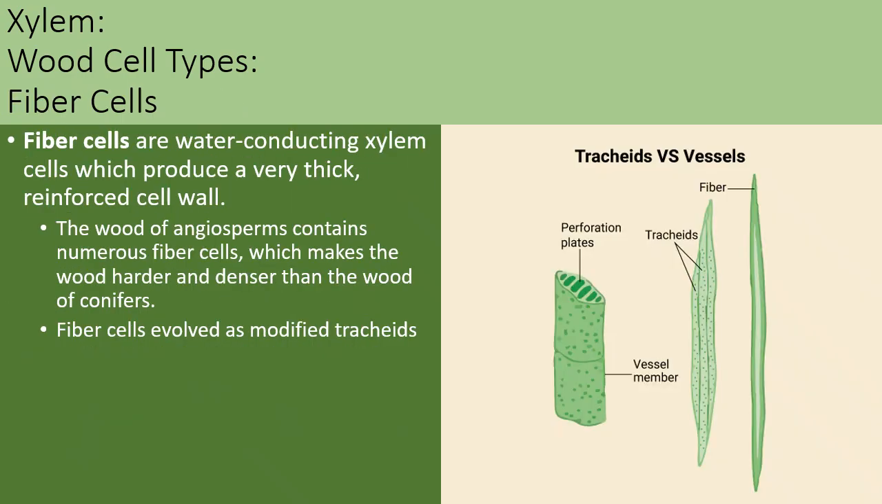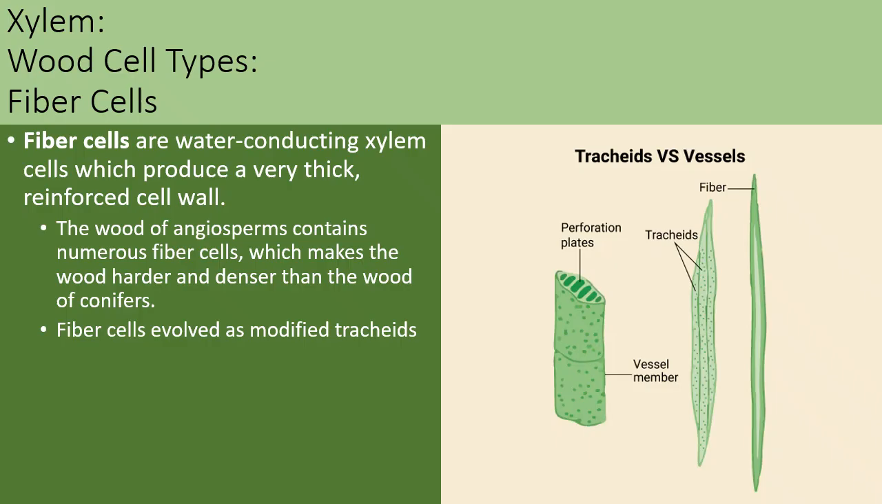Fiber cells, I think I've got a mistake here. I made these slides and I was doing a little bit more reading and determined that probably in most species of angiosperms or flowering plants, the fiber cells are probably not water conducting. But that's fine. Just ignore that part. So fiber cells are probably not water conducting, but they are xylem cells, which produce a really, really thick reinforced cell wall. And fiber cells are a major component in the wood of angiosperms, but not in the wood of conifers.